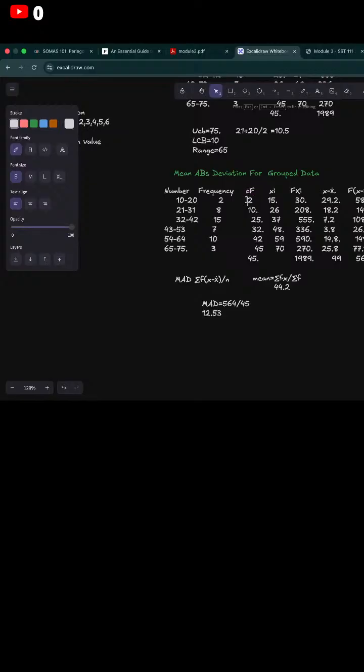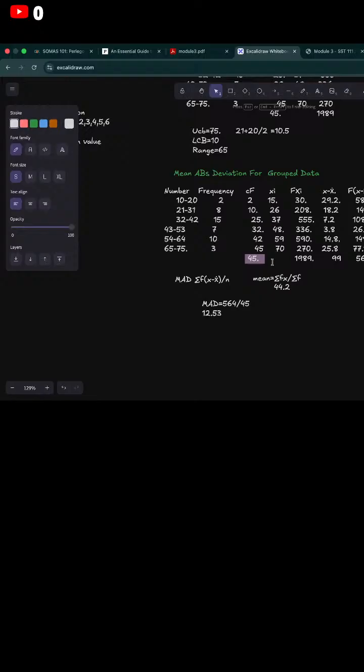And how do we do it? For cumulative frequency, you write the first frequency in this column, then you add 2 plus 8, it gives you 10. Then 10 plus 15, 25; 25 plus 7, 32; 32 plus 10, 42; 42 plus 3, 45. So by now you have your cumulative frequency, which is the total number of your data.